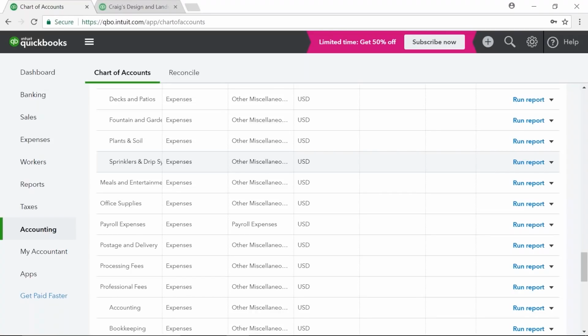Whenever you're considering making an account or not making an account, you have to think about whether or not it's going to help you make decisions. And if creating an account is not going to help you make decisions, you probably shouldn't make it.